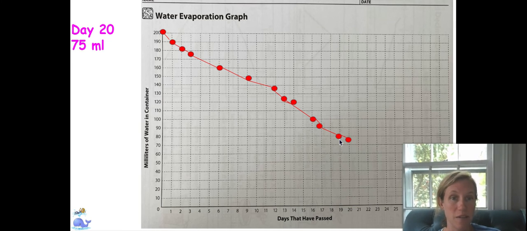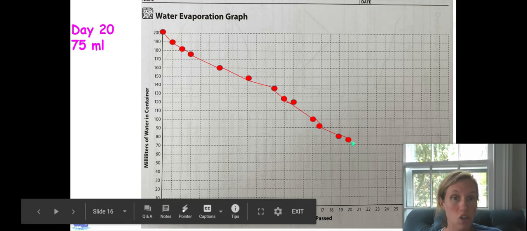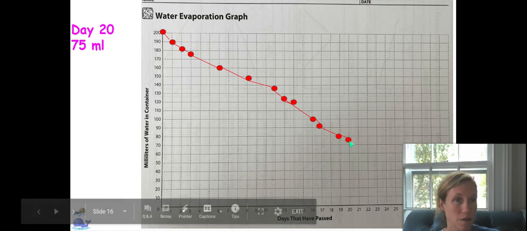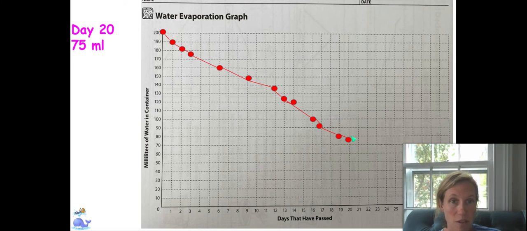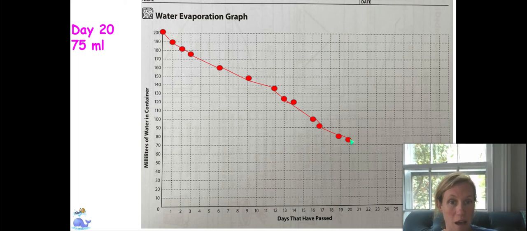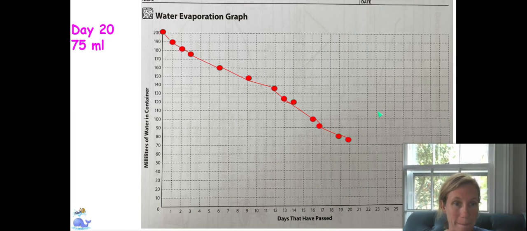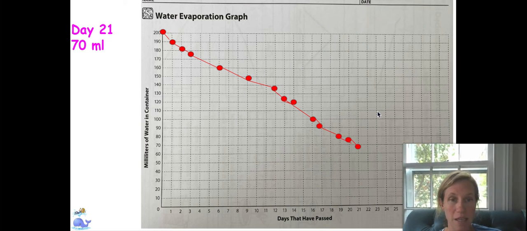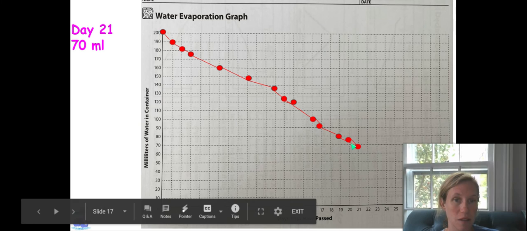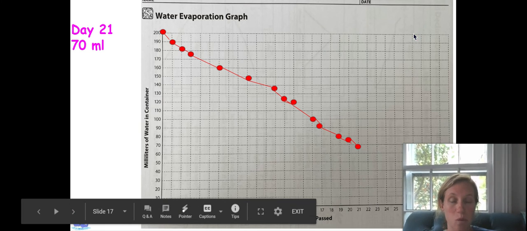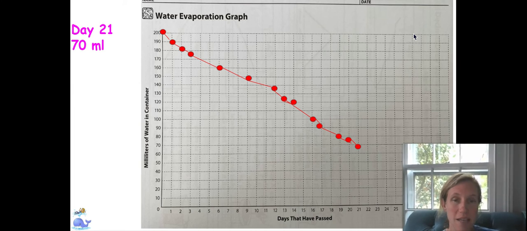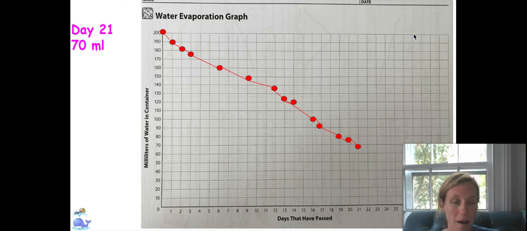Day 20 at 75 milliliters. So make sure your red dot or your little dot on your own line graph is kind of in between the 80 and the 70 here, but on the line of day 20. And here we are at day 21. Sorry, these little lines got a little bit messed up, but that's okay. And now we're going to pause here.